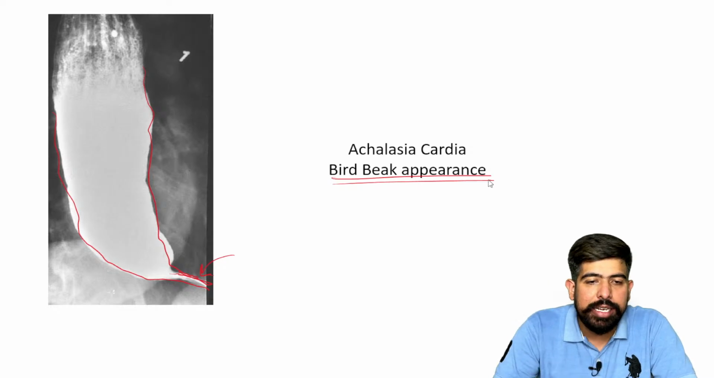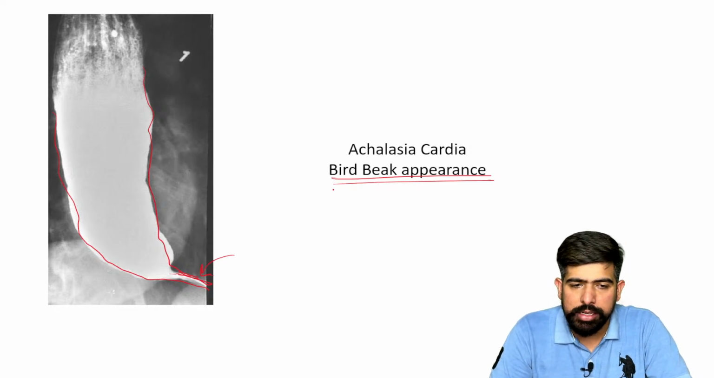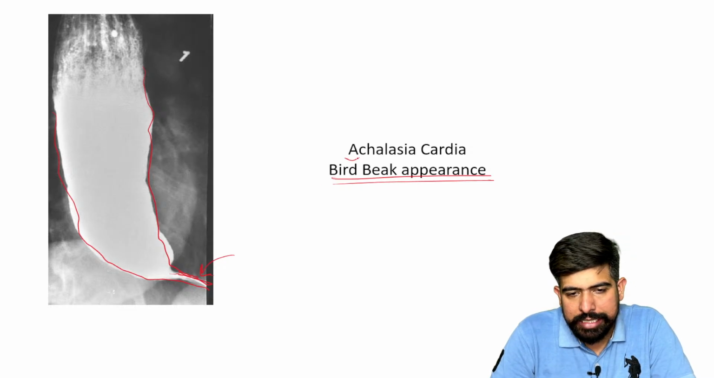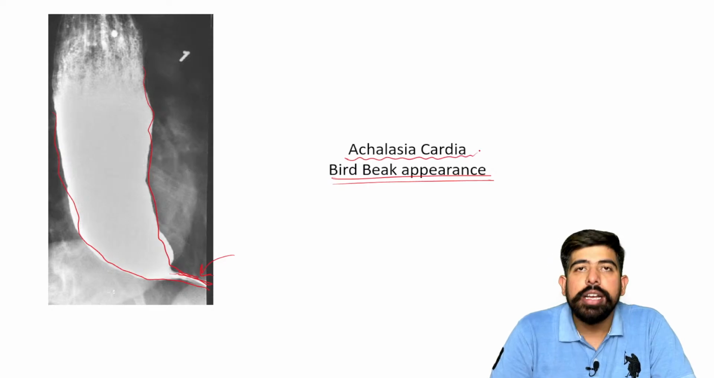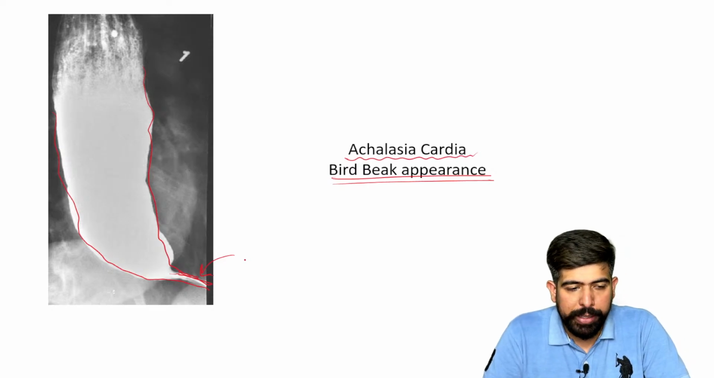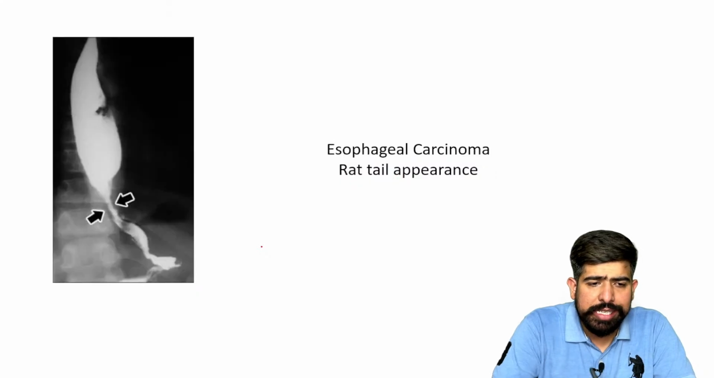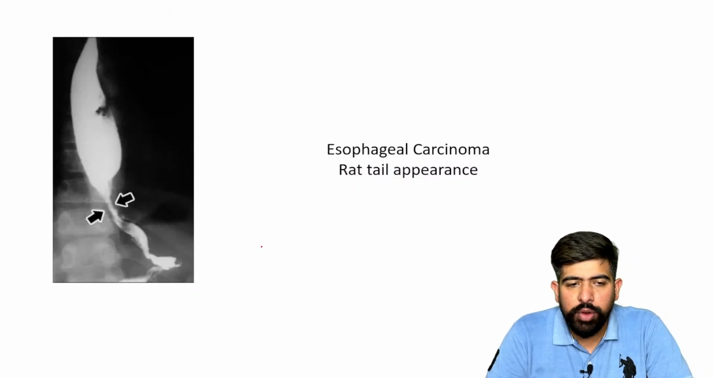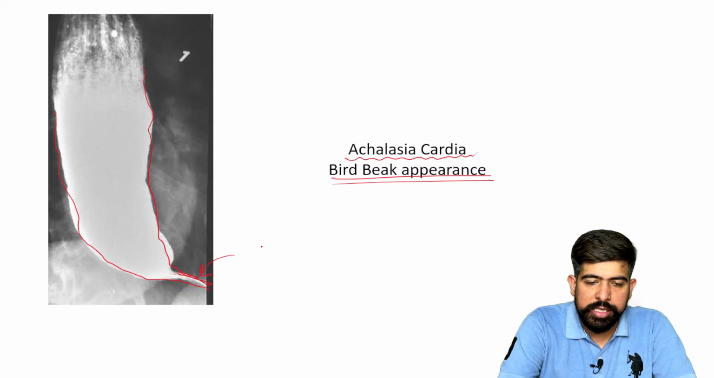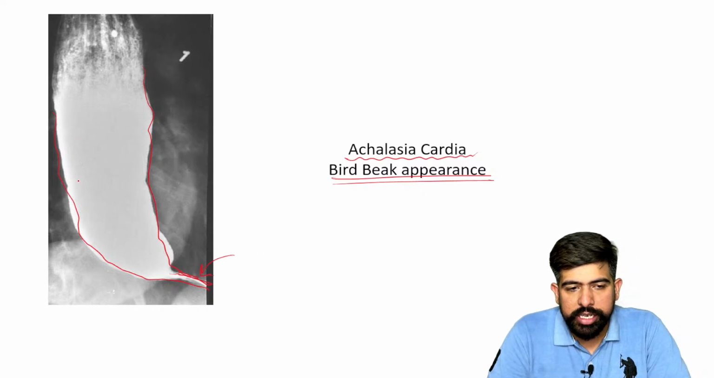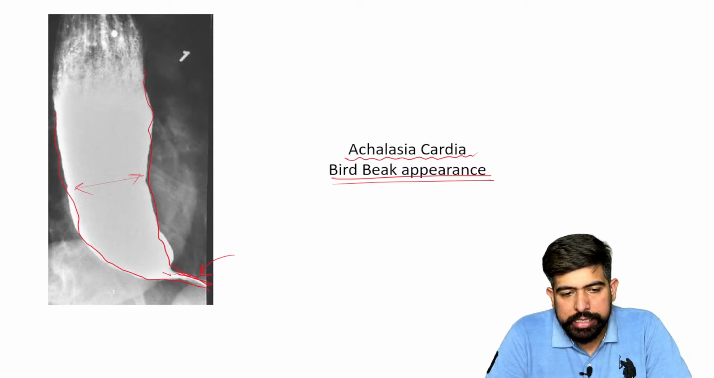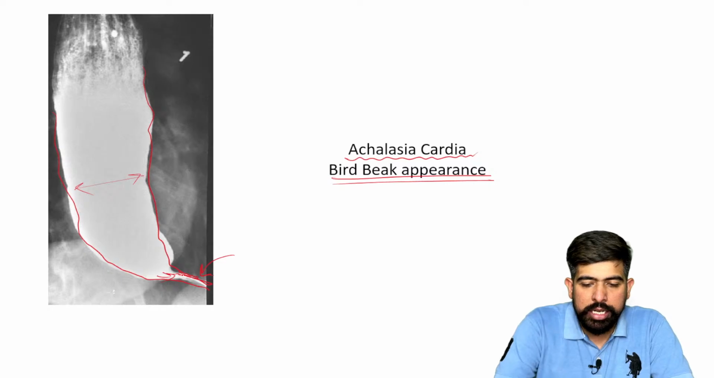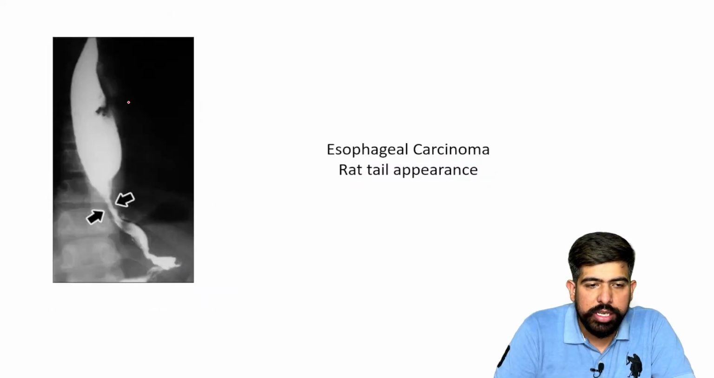For achalasia cardia, there is a bird beak appearance. Okay, so achalasia cardia is the bird beak appearance. Now the next, you can see the same over here. First, let me show you what a bird beak appearance is. This is a totally broad esophagus, and suddenly it is getting narrowed at the end, right? It is getting narrowed at the end. Now just check out the next image.